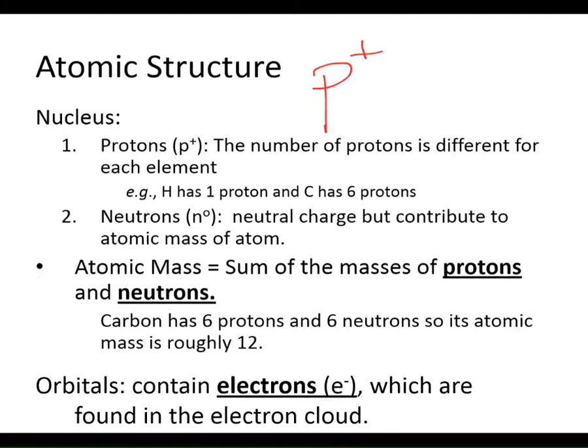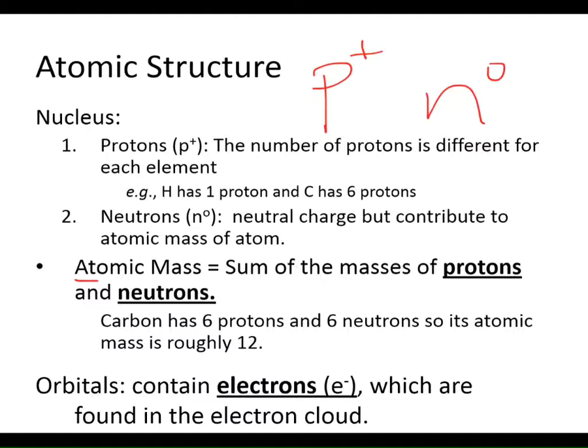Then there's another subatomic particle called a neutron. Now, these names came from their charges. Protons are positively charged, neutrons are neutral. So they are sometimes abbreviated N superscript zero, no charge, neutral. They also are squeezed into the nucleus with the protons. They contribute to the mass of the atom, its space and its mass.